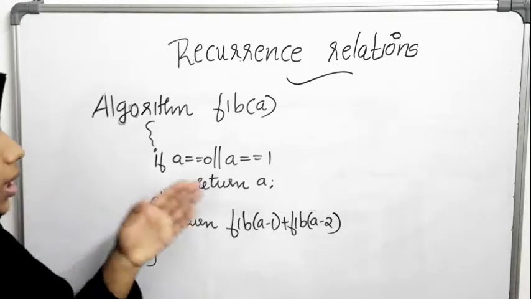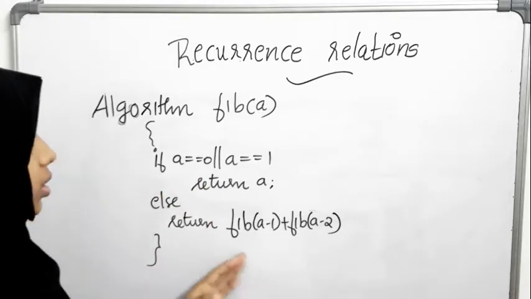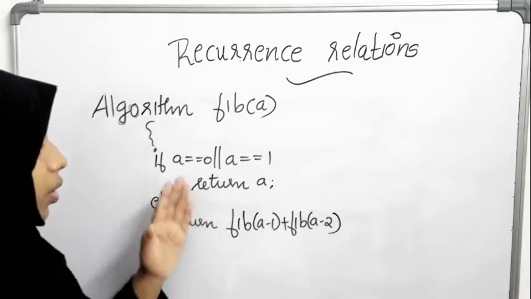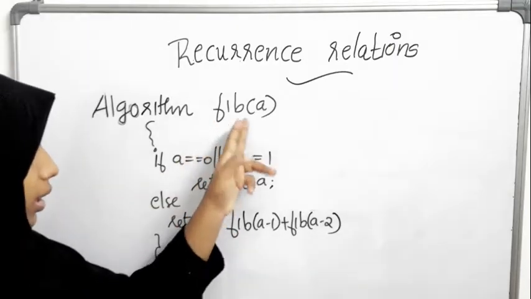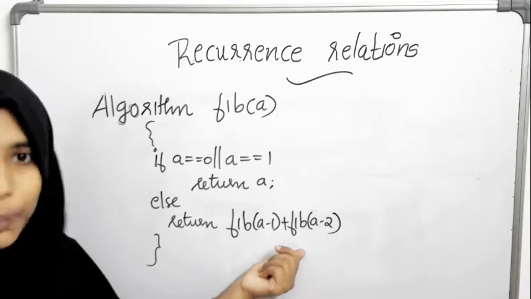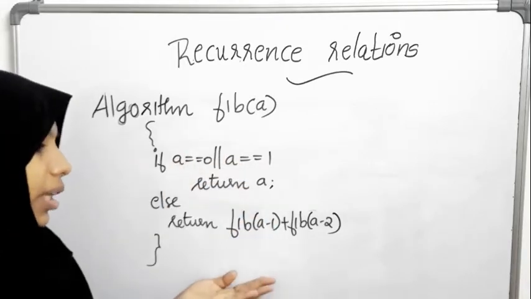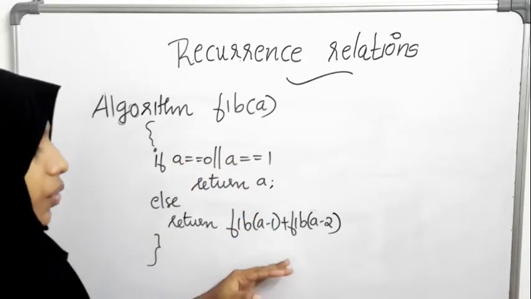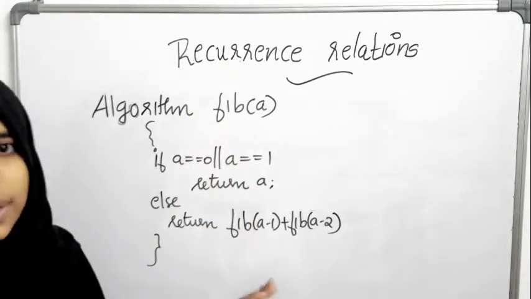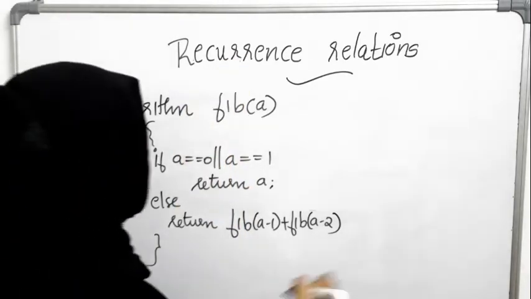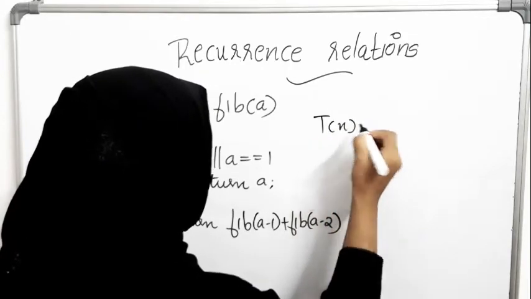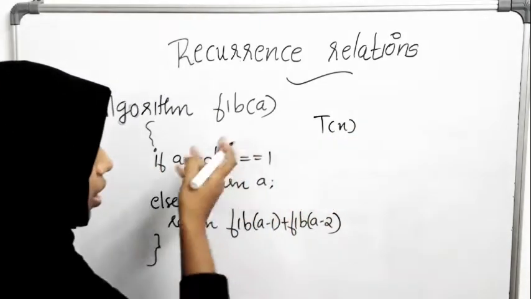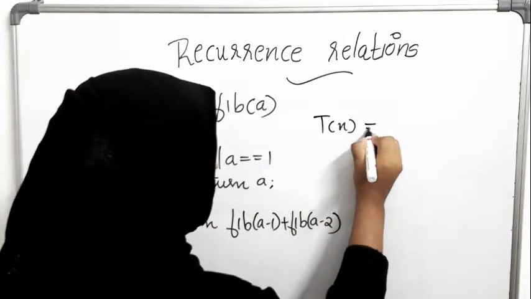Here is the algorithm for the Fibonacci series. This is a recursive algorithm, since the same algorithm is being called from these two points. Now we will see how we can find the recurrence relation for this particular algorithm. As we did in the previous example, let T of n be the time taken for this algorithm when the input size is n.